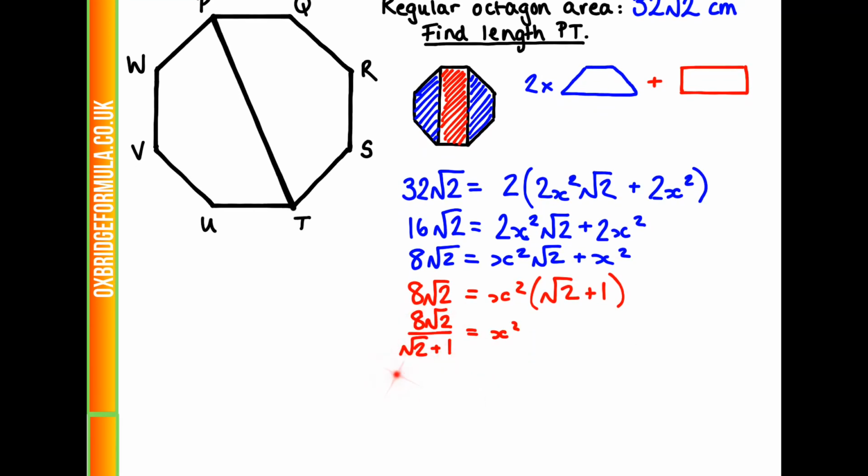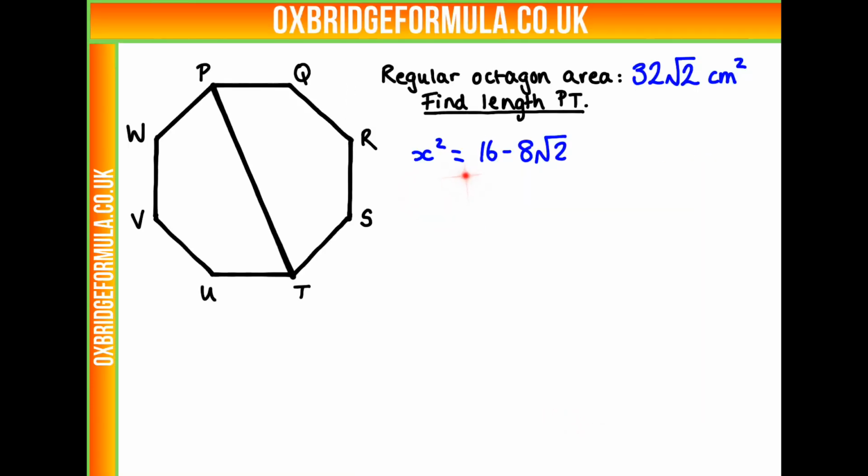Now, we don't want this surd on the bottom, we need to try and get rid of that, so how can we do this? Well, we just have to times it by this here, negative root 2 plus 1, and that will give us 8 root 2 minus 16 over 1 minus 2. That equals x squared, or a final answer of 16 minus 8 root 2. So we know that x squared now equals 16 minus 8 root 2.